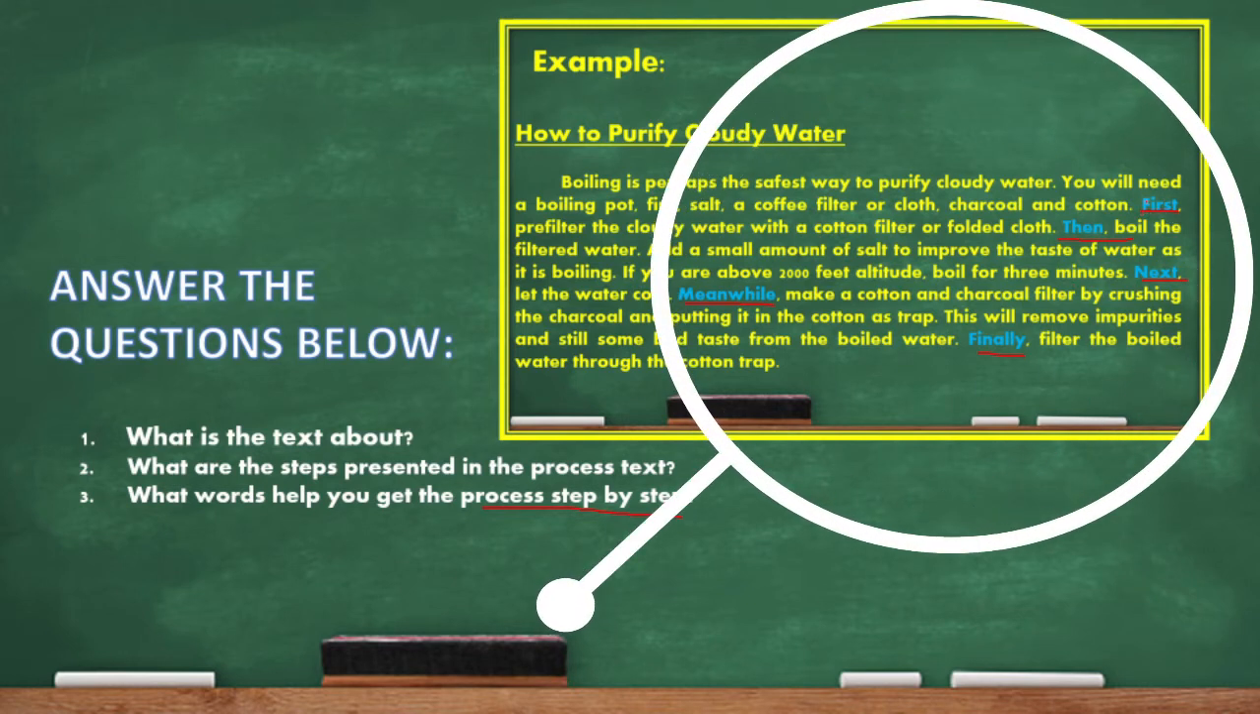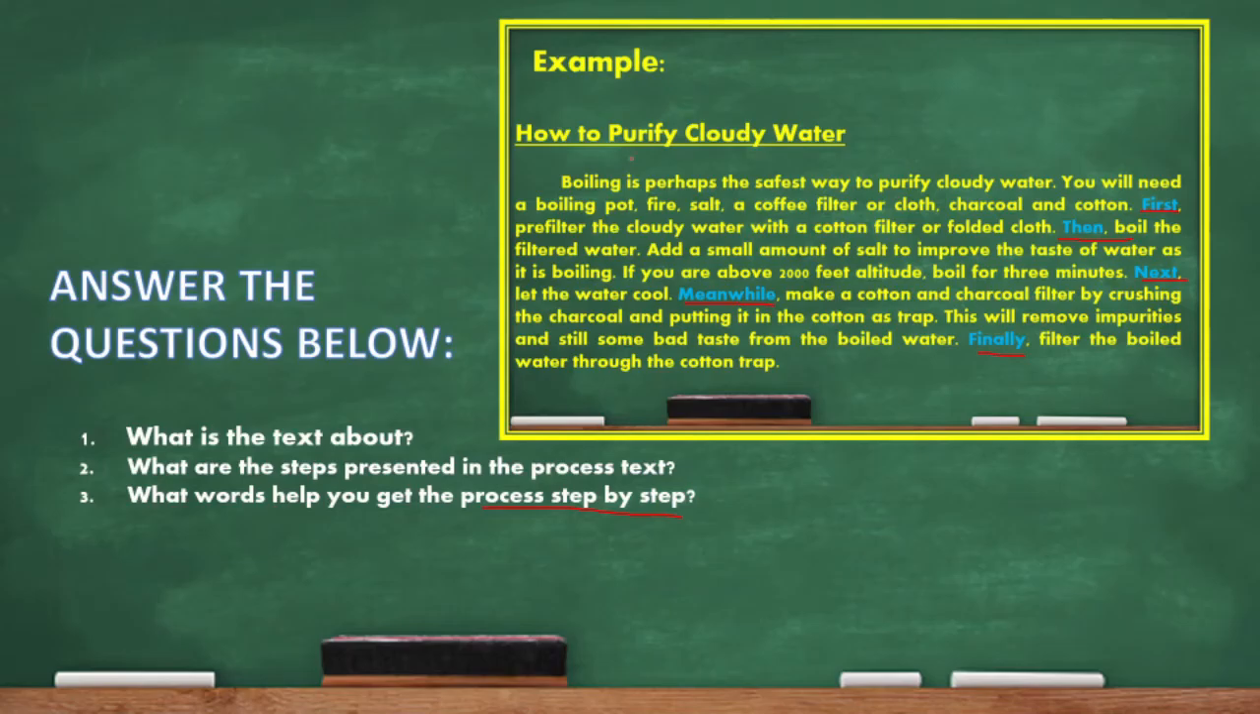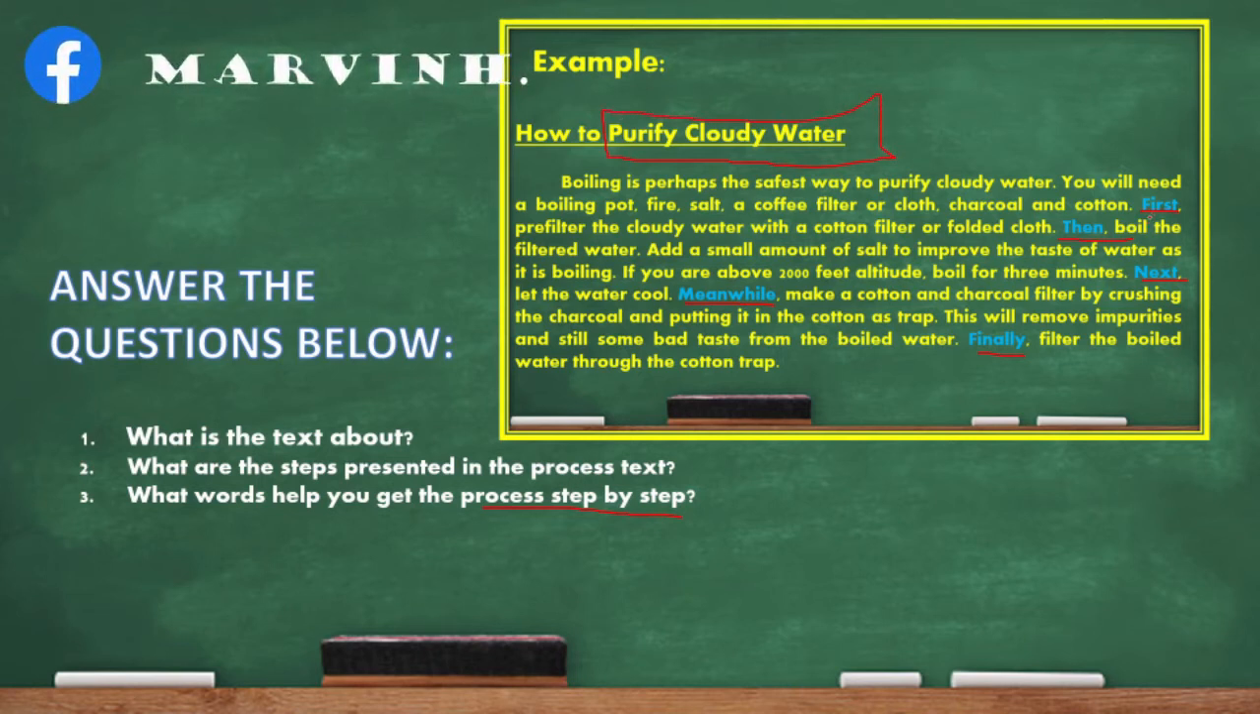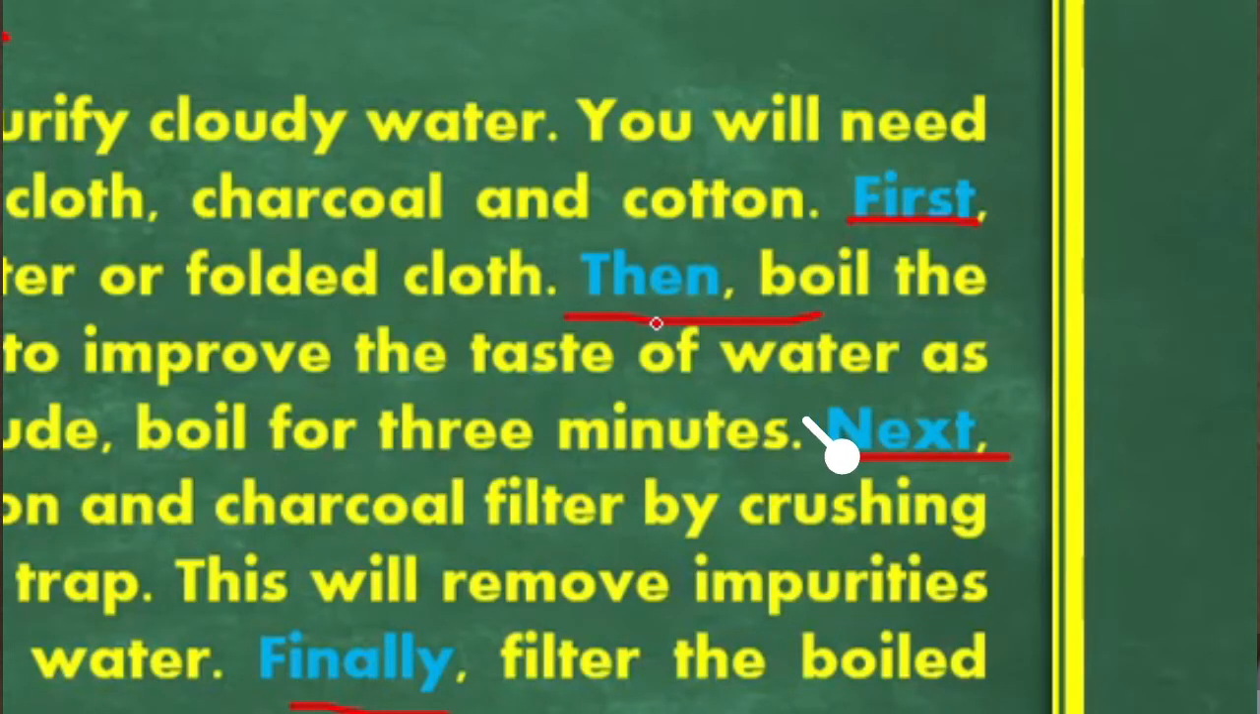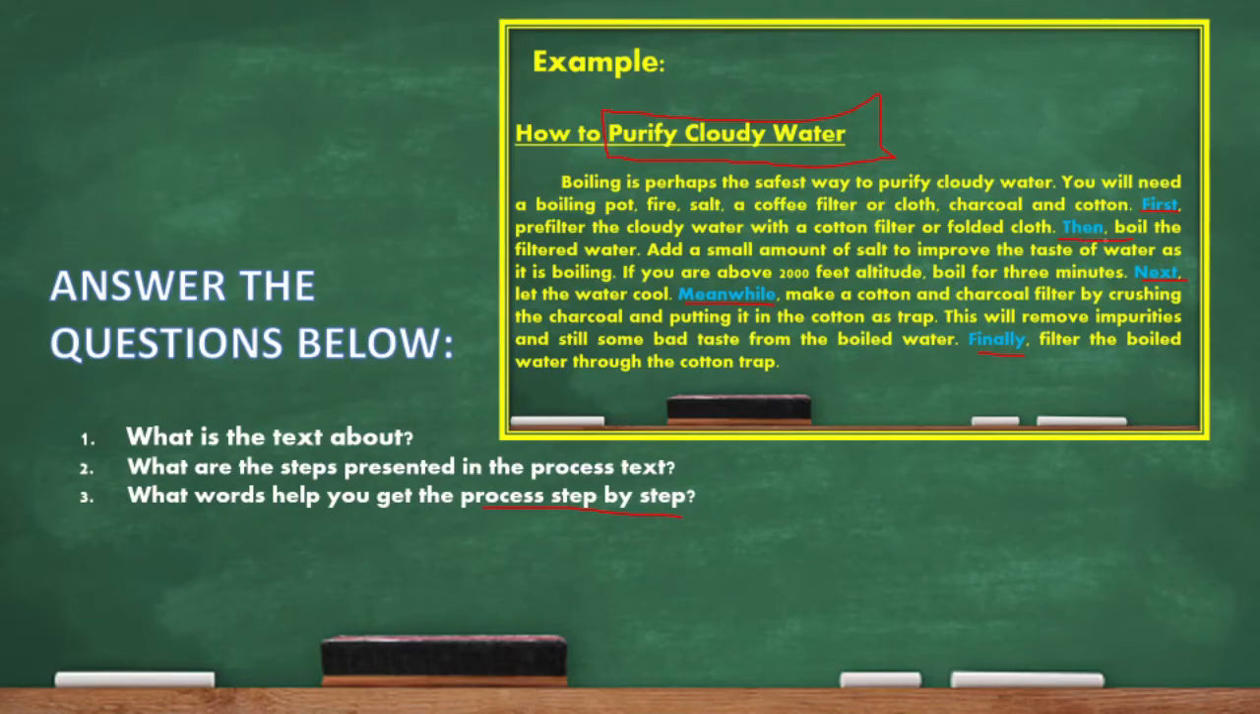That's why the first one is first, because it is the first step that you need to do for you to purify a cloudy water. Am I correct? Yes. So this is our first signal word, first. And then the second one is then. You can use second because we have used first, so you may opt to use second, right? But here in this example, the word used is then. Then means next, or the following step to do.